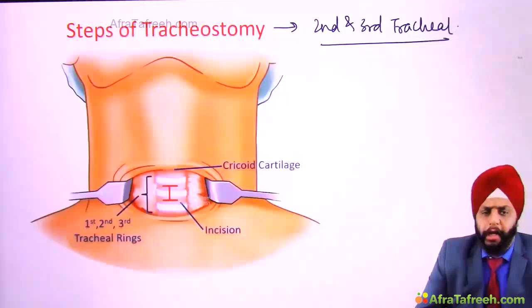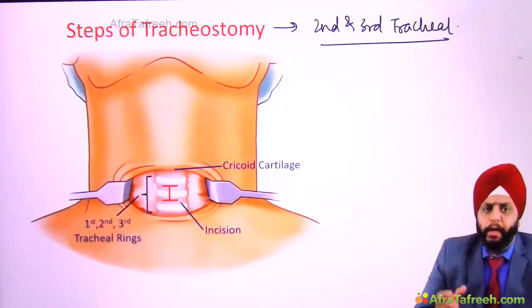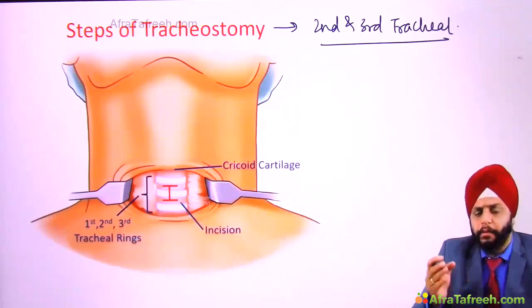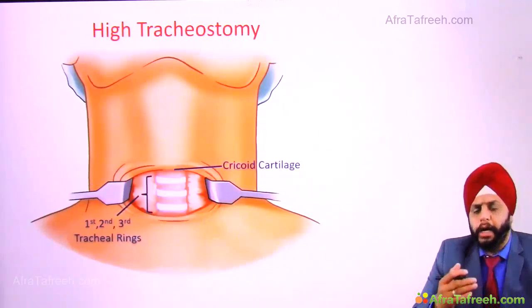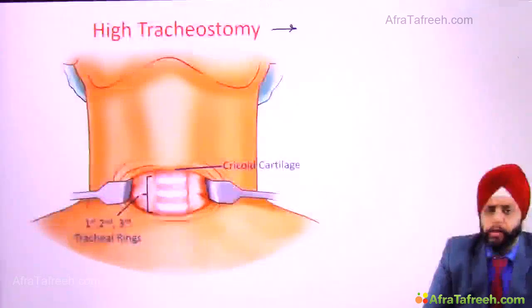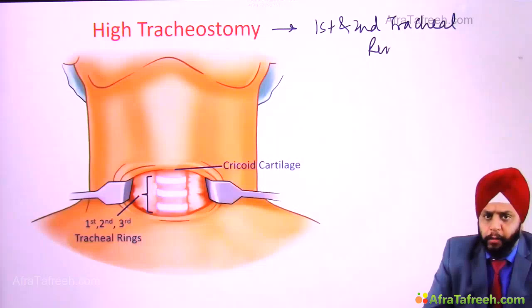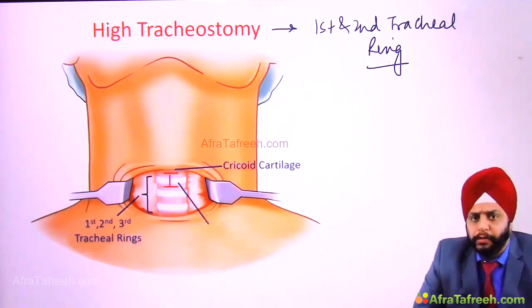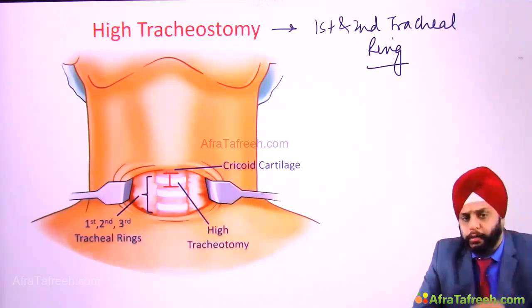Now over here I have shown an H-shaped incision at the second tracheal ring also, so that can also be done in a routine tracheostomy. Now sometimes we have to do a high tracheostomy. So what do I mean by high tracheostomy? High tracheostomy means you give an incision between the first and second tracheal ring. Or if you have to remove a cartilage, you will remove the first tracheal ring cartilage. So that is your high tracheostomy.